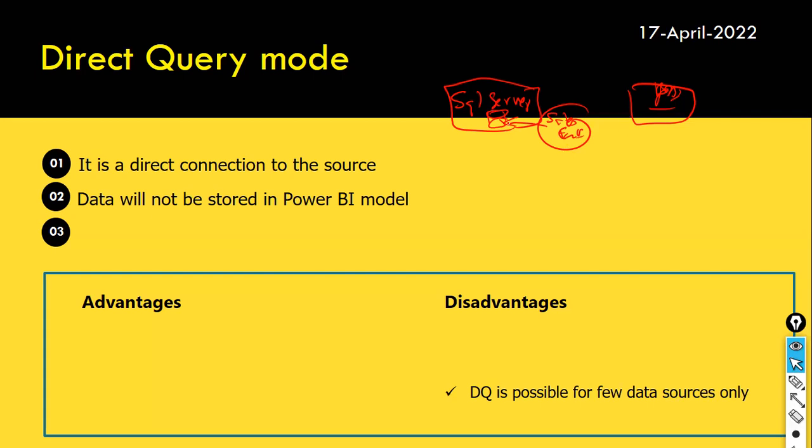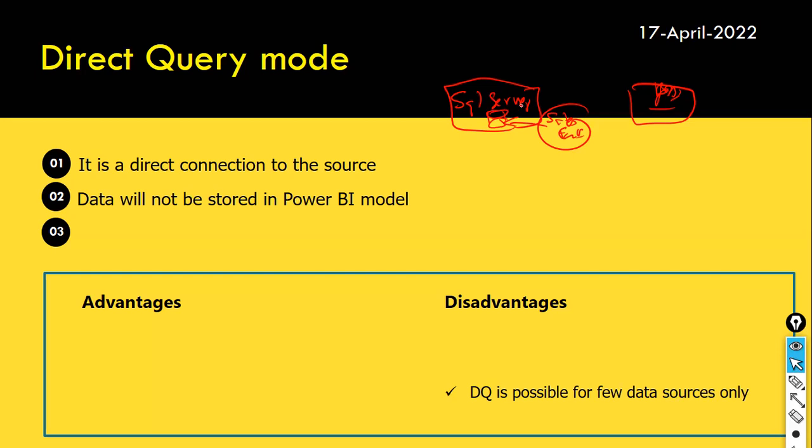That one will be sent to your source SQL server, and it will get fired here. And then the output of the SQL server, data will get populated into your Power BI visual. The data will not get loaded. Only in import mode will the data get loaded into your Power BI desktop, whereas in direct query mode, you cannot load it.